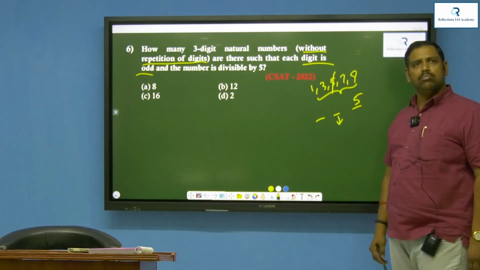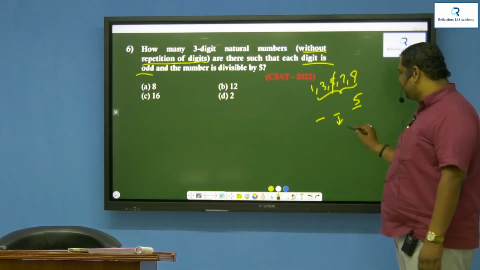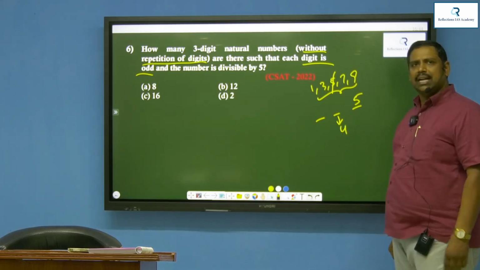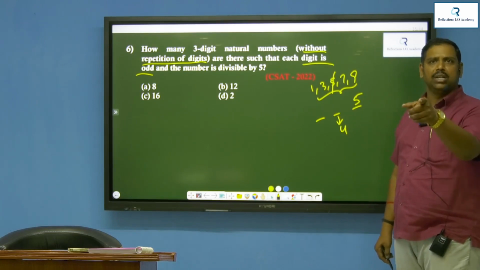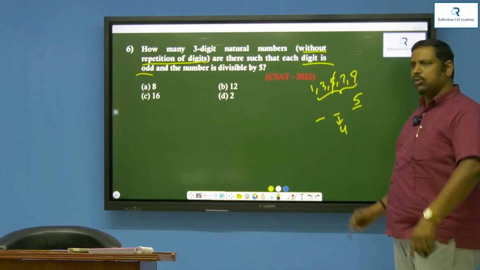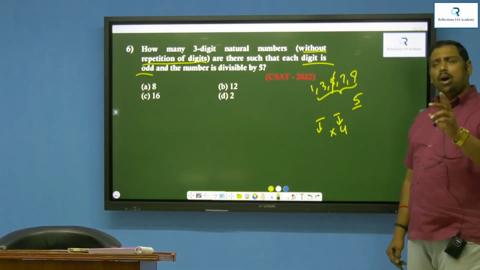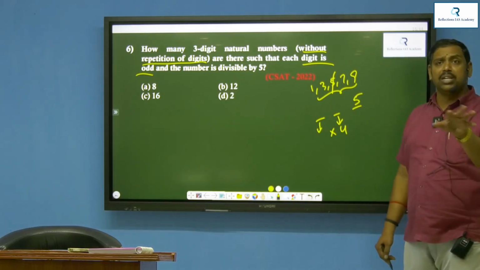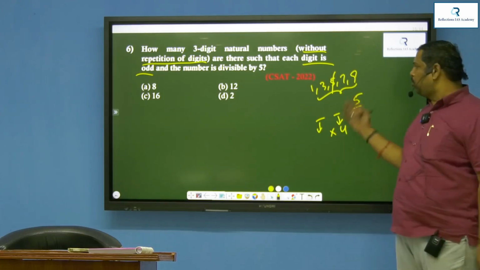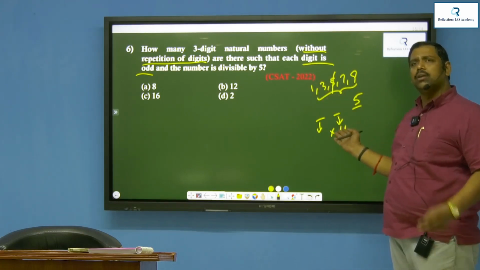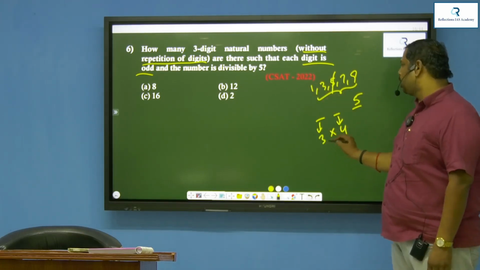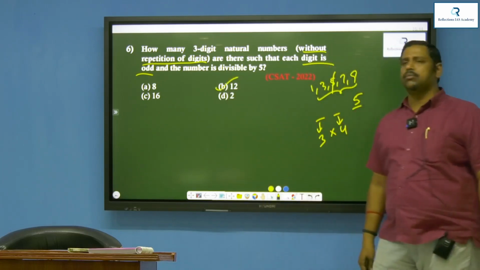How many ways can it be filled? 4 ways. The work is not completed in this place, so coming to the next place, you want no repetition of digits. Out of 4, 1 appeared here, so how many are left? 3. So 3 into 4, how much is it? 12. So B is the answer.